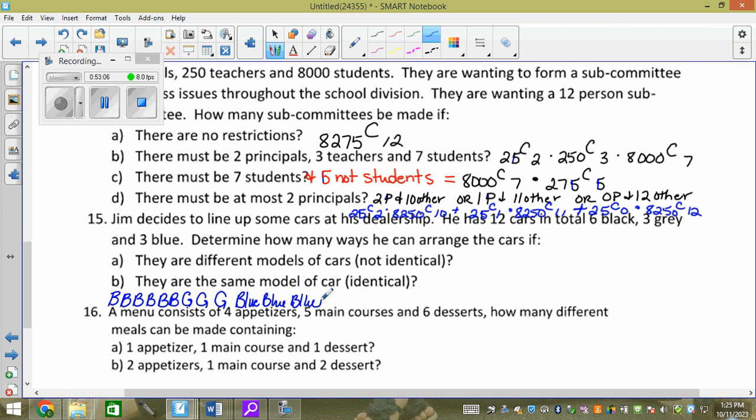So you have 12 factorial on the top, but on the bottom, when they're identical, you have to divide by 6 factorial for the 6 black that look the exact same, 3 factorial for the 3 gray, and 3 factorial for the 3 blue. Whereas when they're not identical, it's 12 factorial, right? So you have to remember when you are given identical objects, you have to divide by factorial. If I gave you identical blue flags, green flags and pink flags, and you start with a blue flag and end in a pink flag, you still have to divide by the factorials of each of them because they look the exact same.